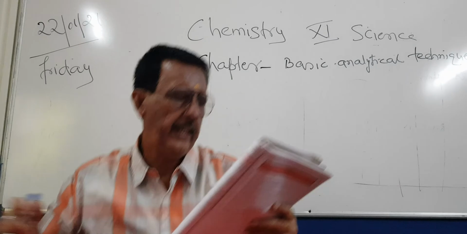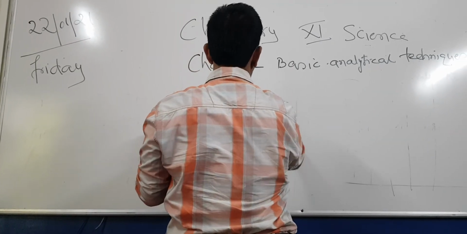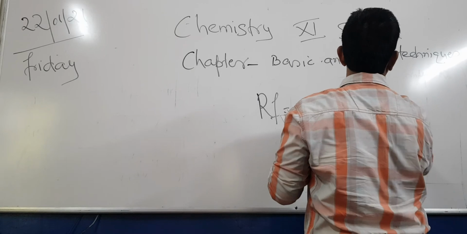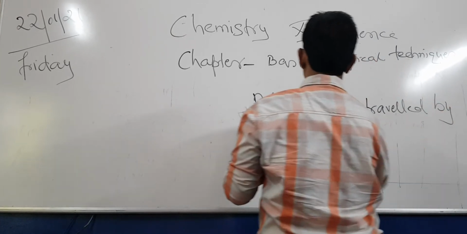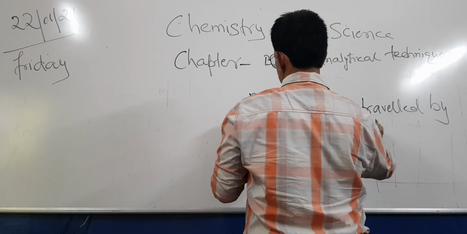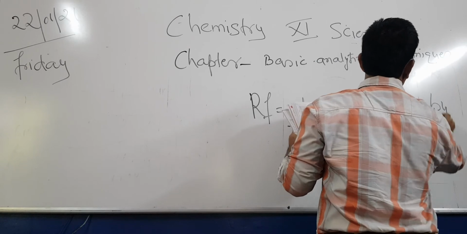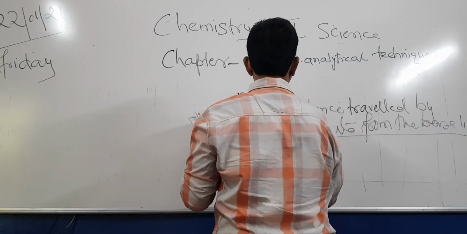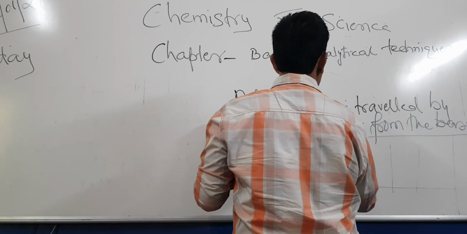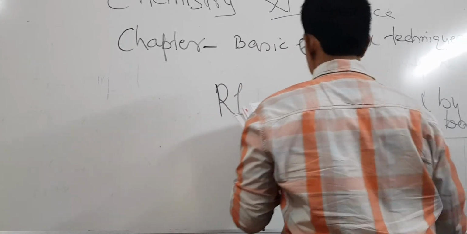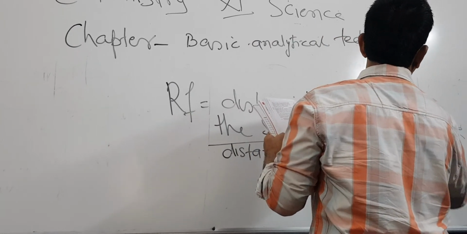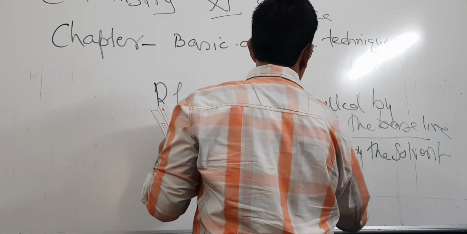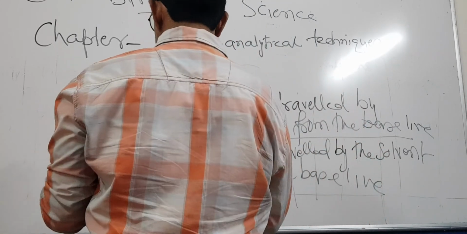So this diagram will tell you that Rf is nothing but the distance travelled by the solute from the baseline upon the distance travelled by the solvent from the baseline. So this gives us the retention factor.